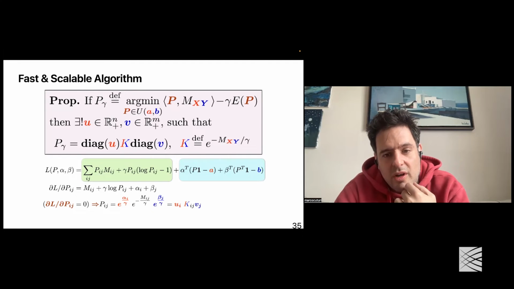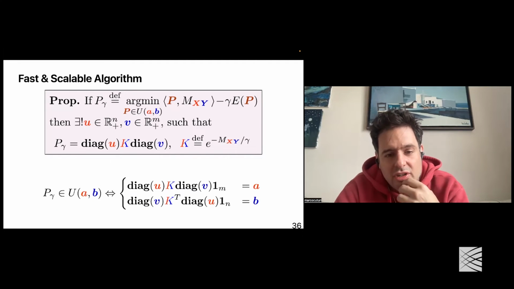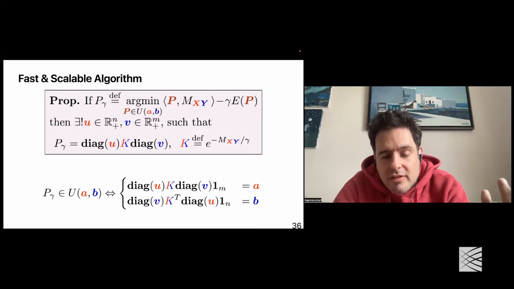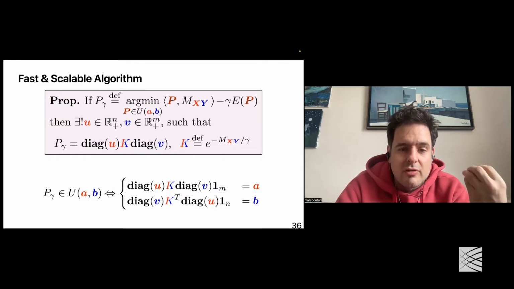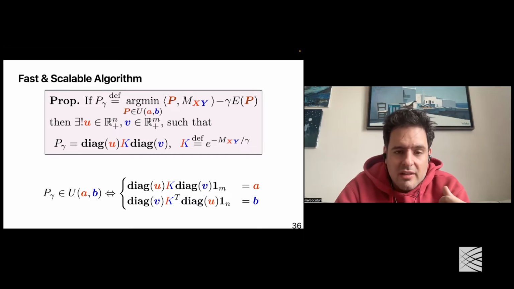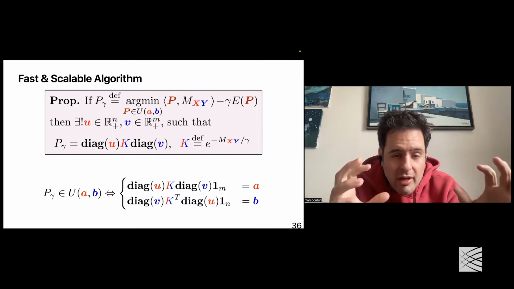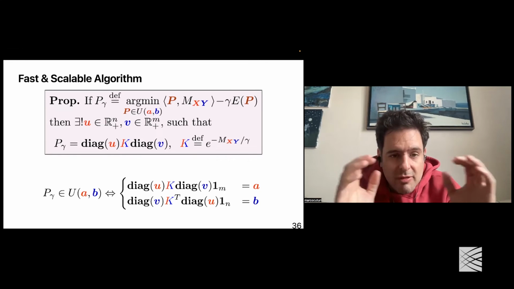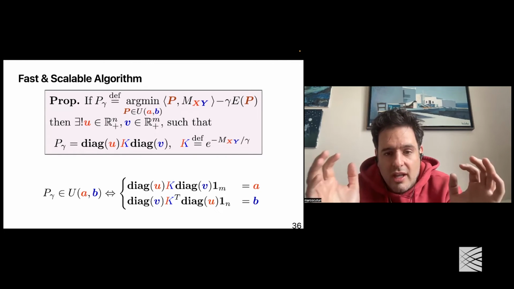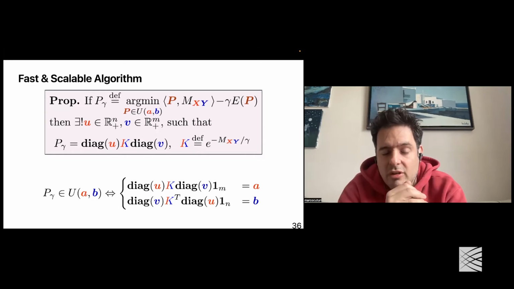And so we get that you have this factorization. And once you have this explicit factorization, the game is trying to find the vectors u and v that help you satisfy the marginal constraint. So this means that I want to have a u and a v such that this matrix, diag u, K, diag v, has the right row sums and column sums.